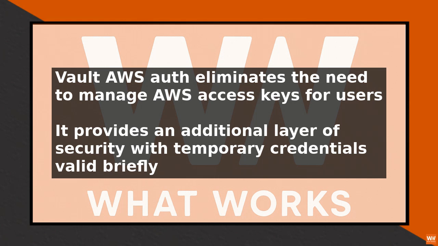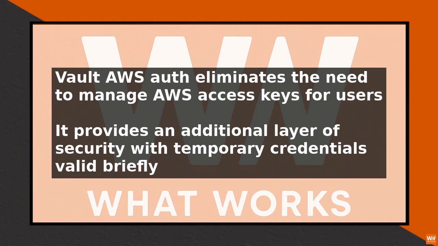In terms of best practices, it is essential to ensure that your Vault instance is properly secured. This includes using a secure connection to communicate with Vault, as well as configuring appropriate access controls to restrict who can authenticate with Vault. Additionally, it is crucial to regularly review and update your AWS credentials to ensure that they remain secure.